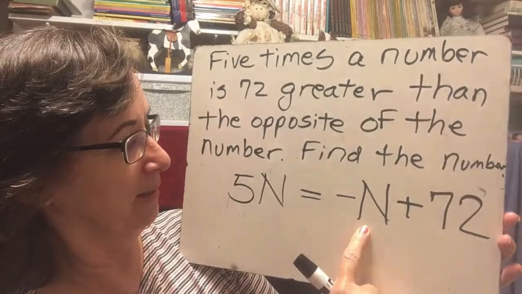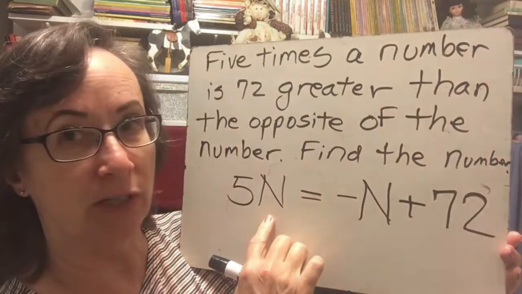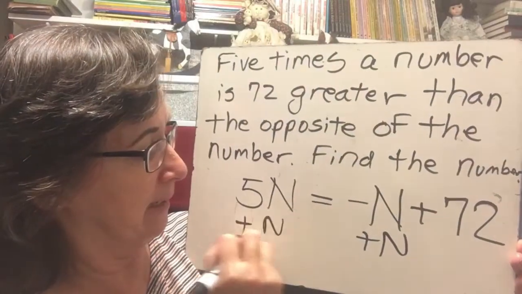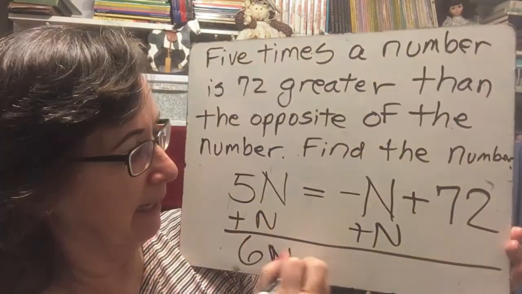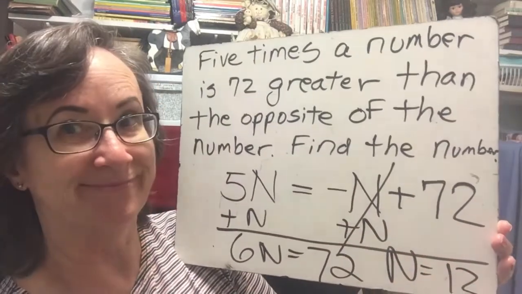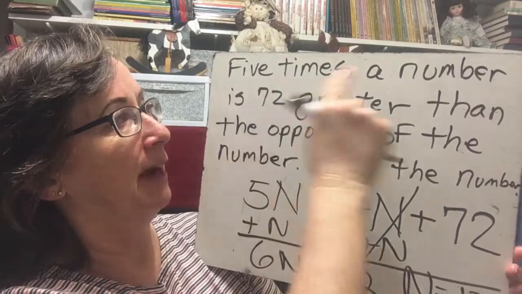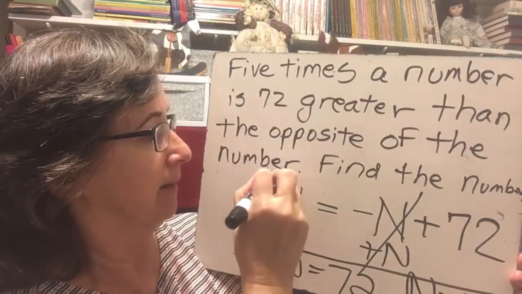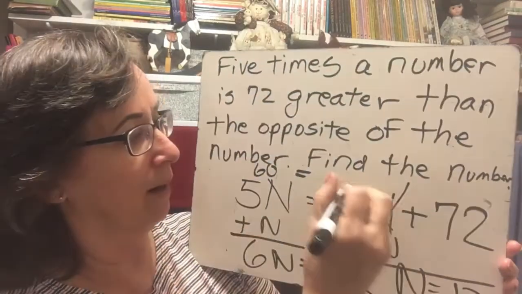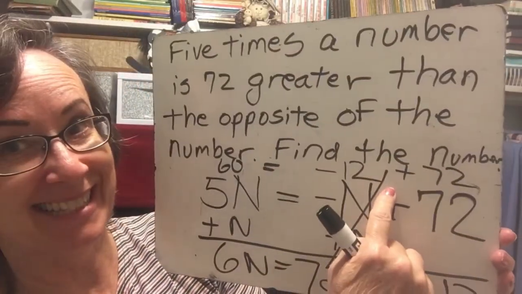Find the number. So let's start by getting all of our n's on one side. I have a 5n over here and I have a negative n over here. What if I add an n and add an n? 6n equals 72. Therefore, n equals 12. Let's check it, okay? So 5 times 12, and 5 times 12 would be 60, is 72 greater than the opposite, or negative 12, plus 72. Isn't that equal to 60?